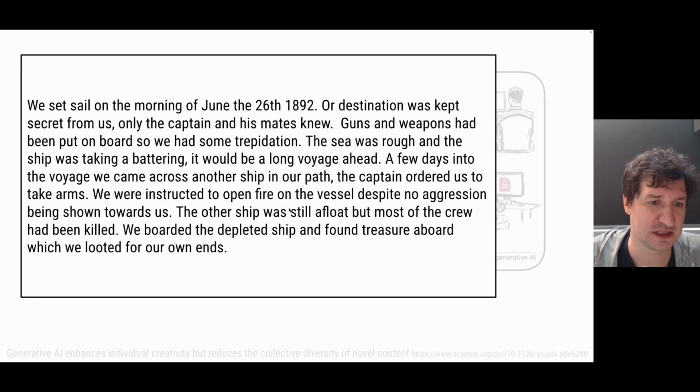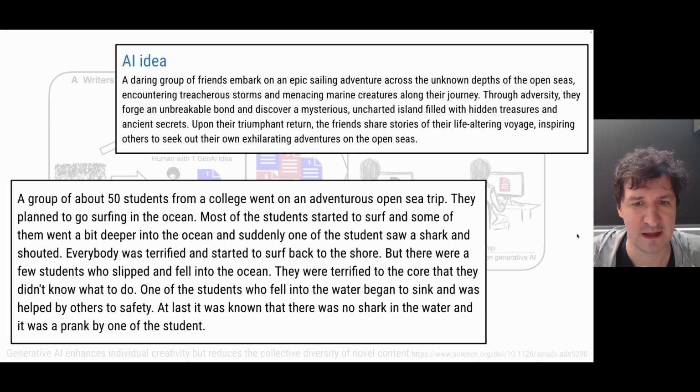And here's an example of a story that was written by an actual participant. The authors of this paper make their dataset available, so you can read all the stories that were generated by humans. If you want to read it, you can just pause this video. And you can also pause the video to read another story.